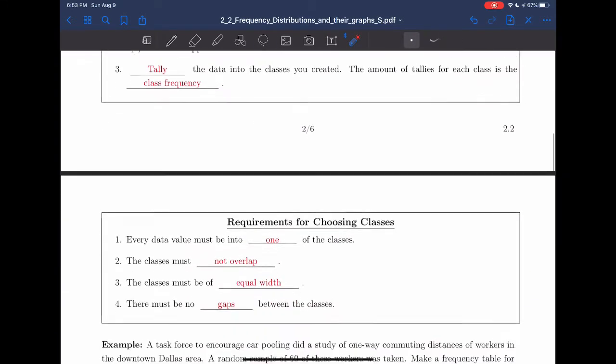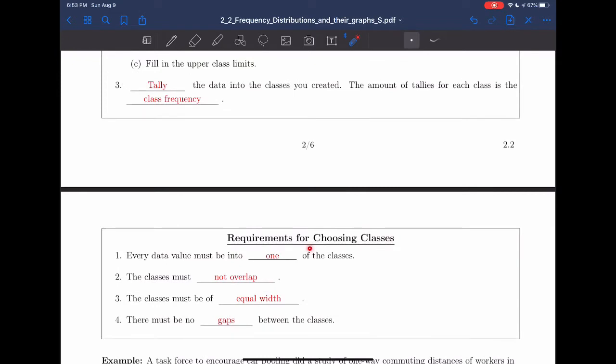Also, another thing that you should note is that when choosing your classes, there are rules you need to know. Every data value must be in one of the classes. The classes must not overlap. The classes must be of equal width. And there must be no gap between the classes.